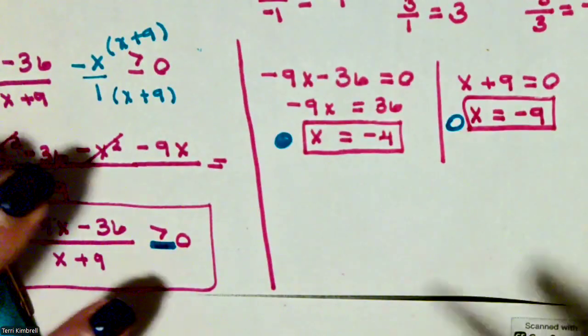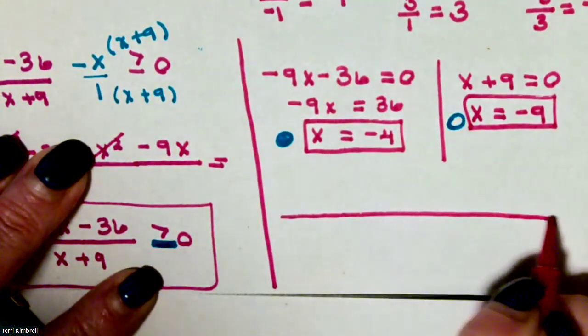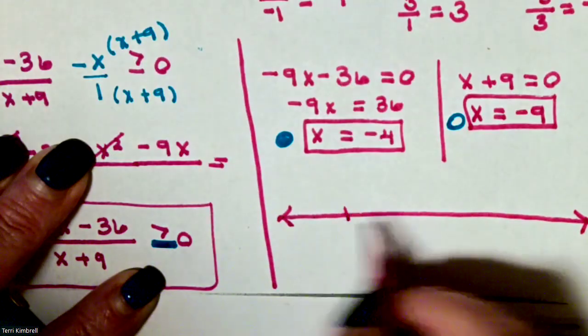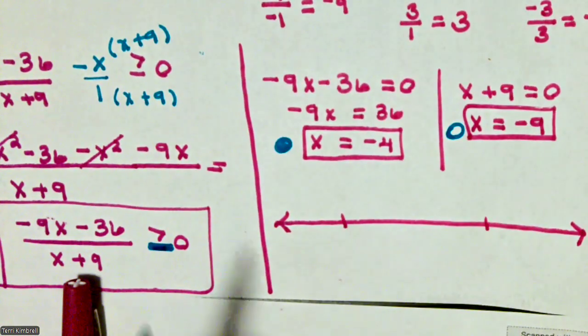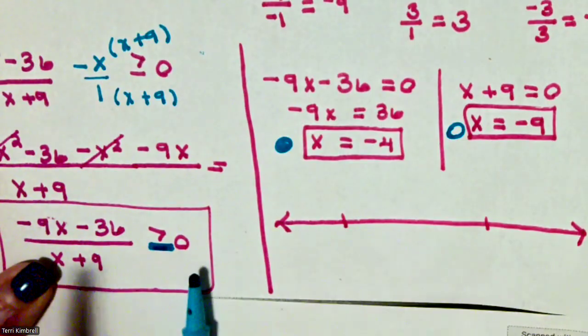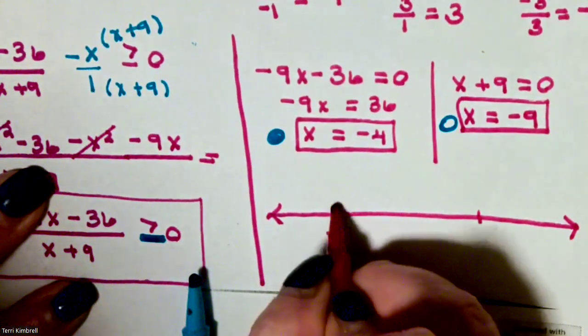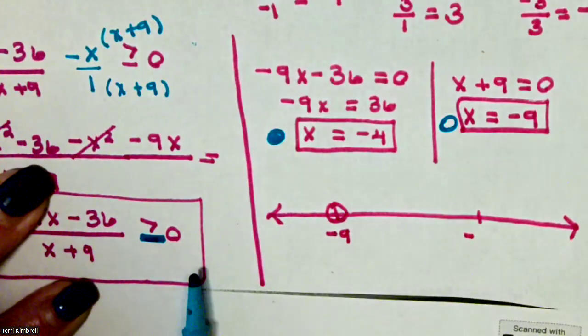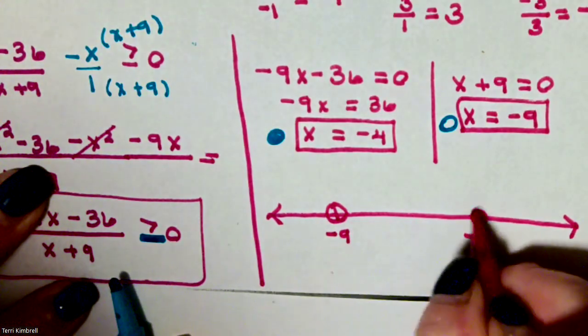So now I'm ready to draw the number line. Be careful because the -9 is your lowest number. So we're going to put a -9 here on the left with an open circle and a -4 on the right with a closed circle.